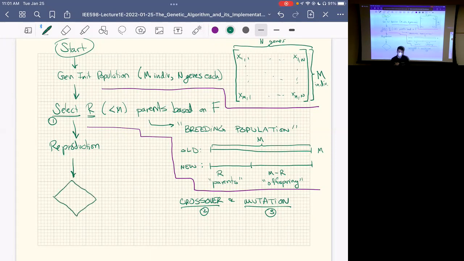That's right. So the question for those online is, the selection operator selects the R individuals, and the crossover and mutation find the M minus R offspring to pad that out to the full population. So that's how those things work. And then after reproduction, we have a whole new population. So then we can evaluate our termination criteria.